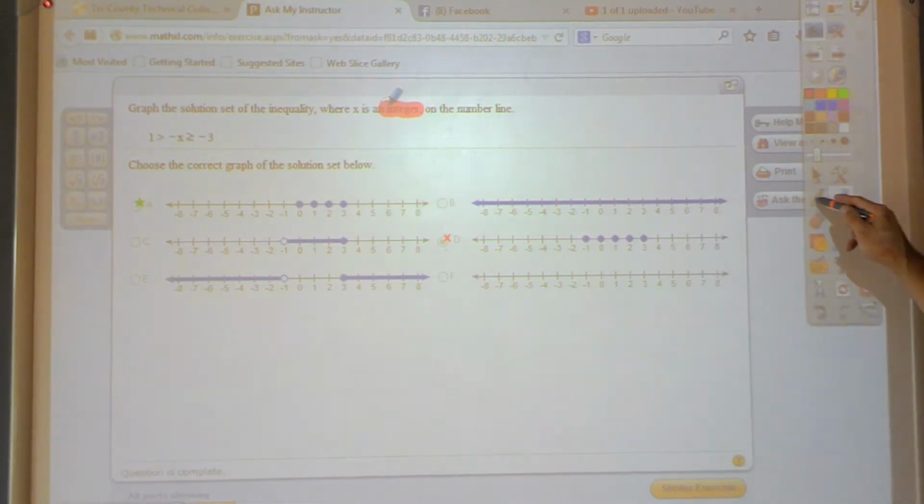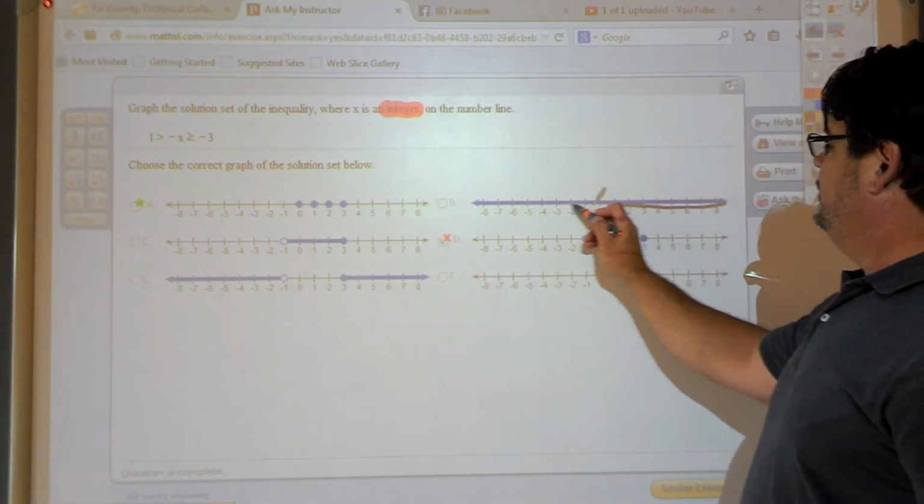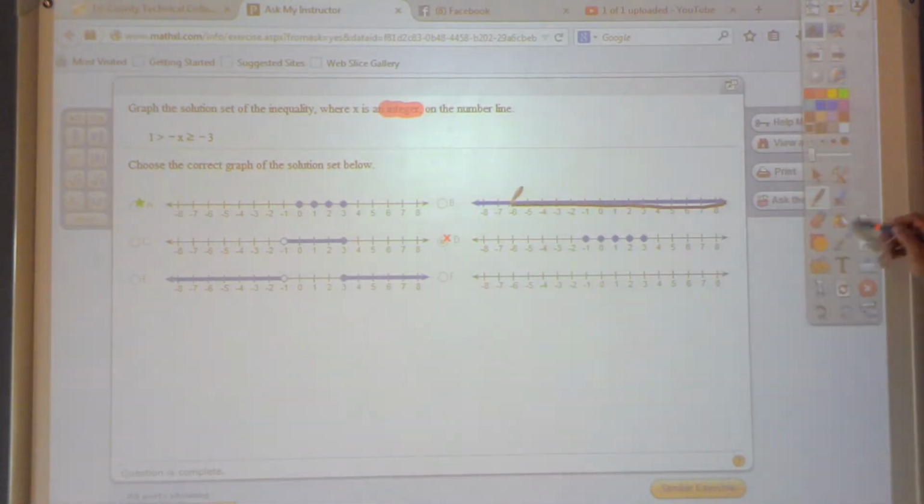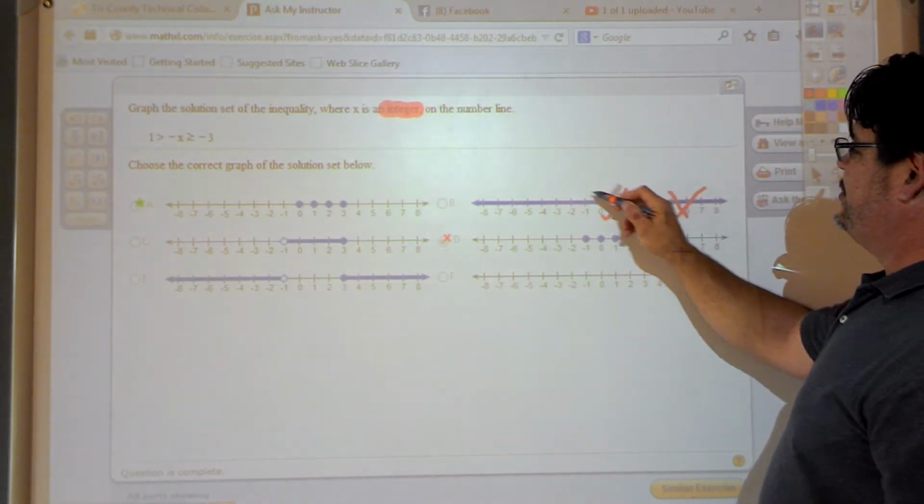Okay? What is an integer? It's a whole number. So you can't do decimals and fractions. You only can do whole numbers. So that takes this out. Oops, sorry, hold on. Let me change it to red. That takes this answer out.